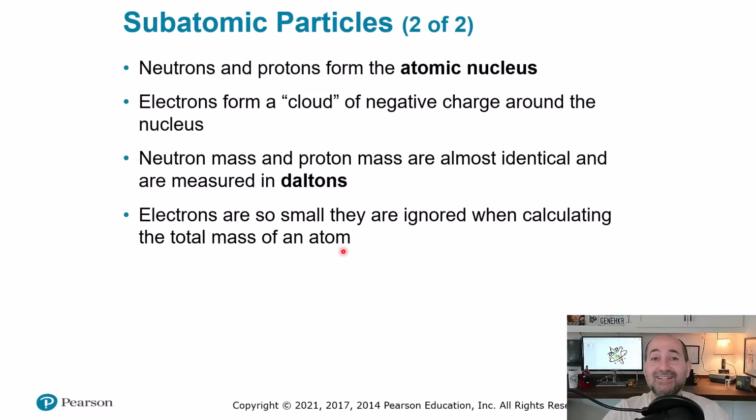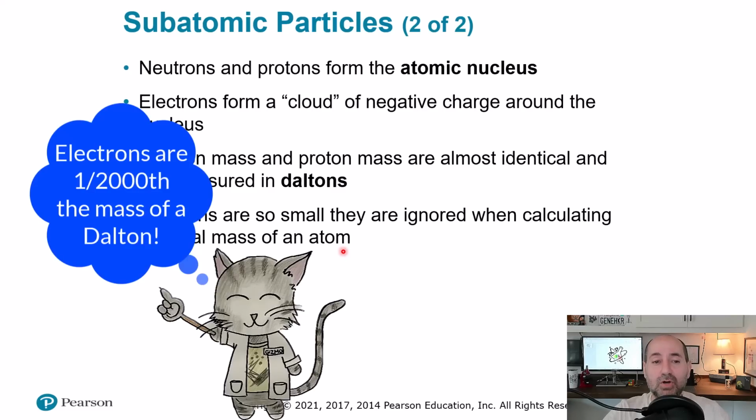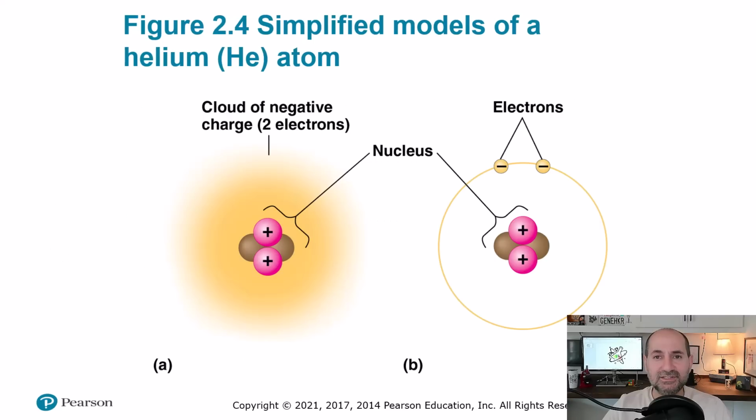In fact, an electron is about 2,000 times smaller than either a neutron or a proton. Electrons are tiny. Here is a simplified model of what helium, the element helium, looks like. Here's an atom of helium depicted two different ways. On the left, you see that helium, in its atomic nucleus here in the center, has two positively charged protons and two neutral in charge neutrons.